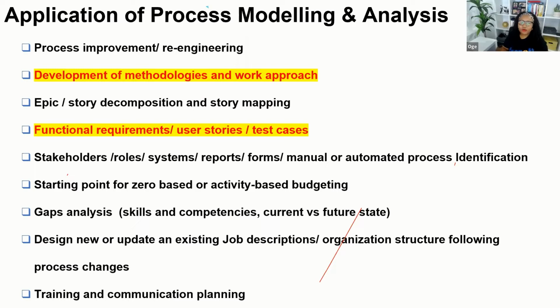You also use your process modeling to do skills and competencies analysis. So when you are looking at your current state and your future state, what are things changing? You then begin to analyze knowledge, what are the new learnings the stakeholders need to have and all that. You also, from your process map, when you design your future state process map, you can use that to prepare job descriptions. You can use that to update the organizational structure, because when you do projects, a lot of things change.